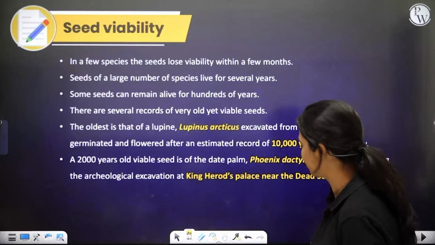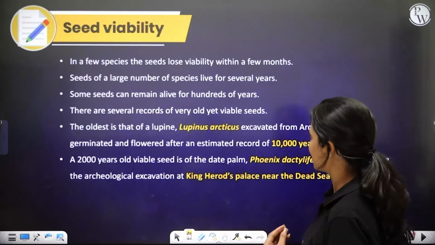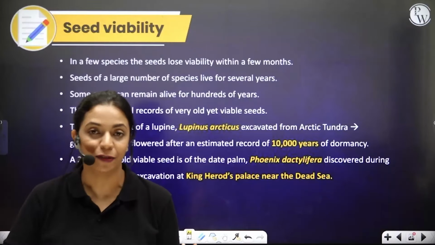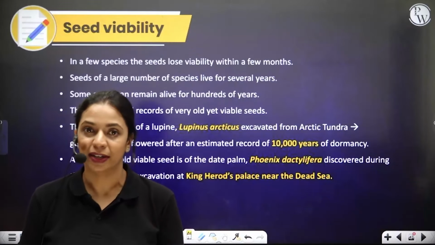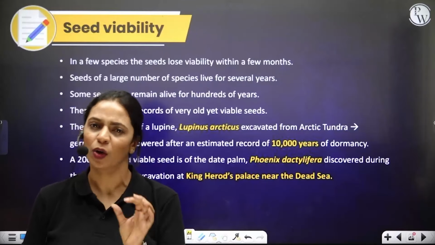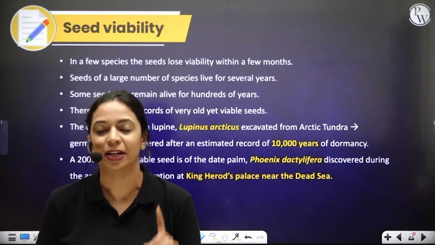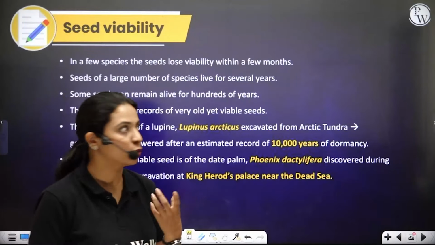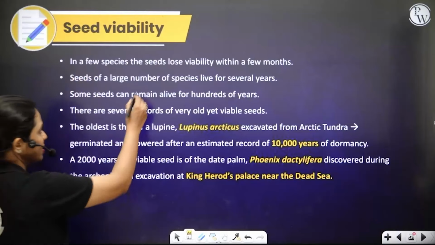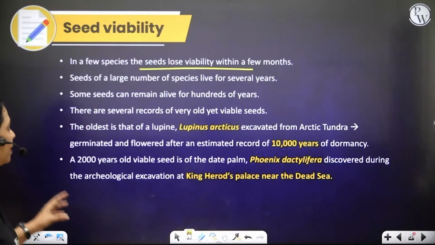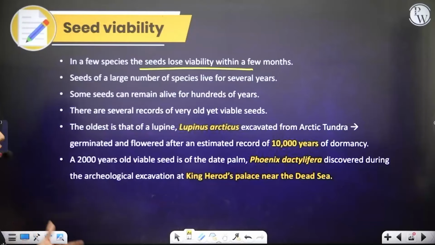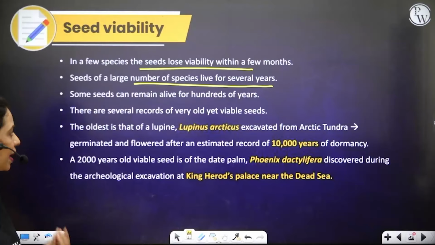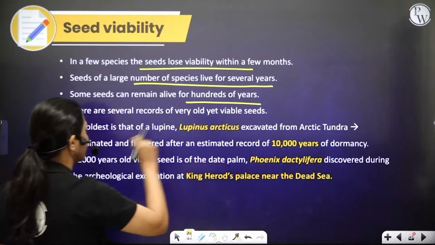Talking about seed viability, in few species seeds lose viability within a few months. When we spoke about pollen grains, I told you about pollen viability. After the pollen grain has been released, it will retain the ability to form a pollen tube on finding a suitable stigma only for a particular period. That is pollen viability. Similarly, we have seed viability, where the seed will retain the ability to germinate only for a specific period. In some species, they lose their viability within a few months. There are a large number of species of plants where the seed viability is present for several years. Some seeds can remain alive for hundreds, not only hundreds, thousands of years.